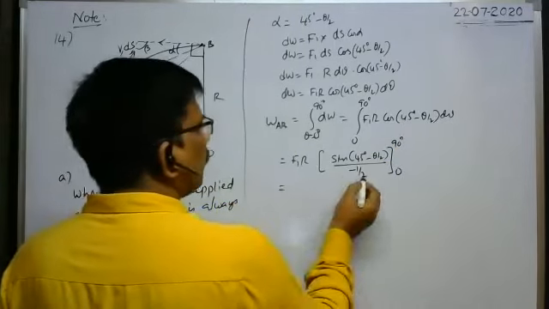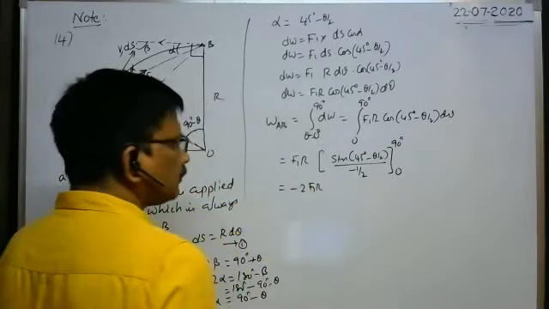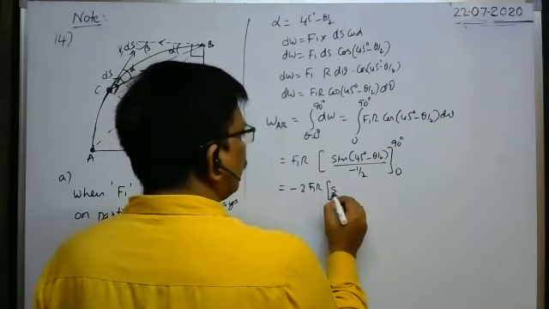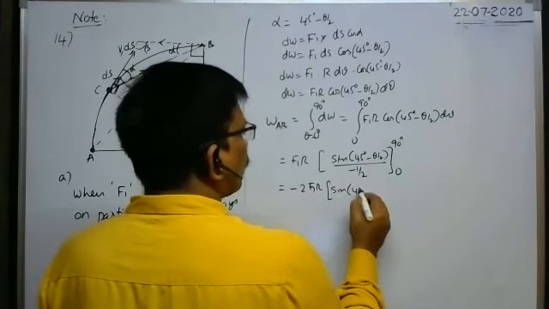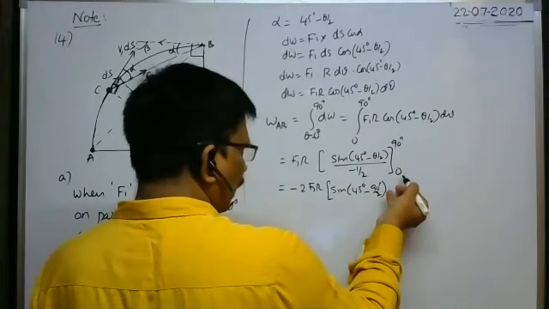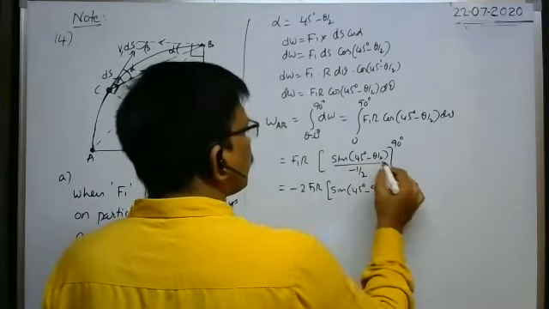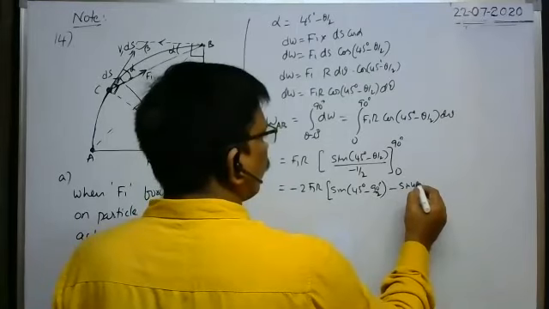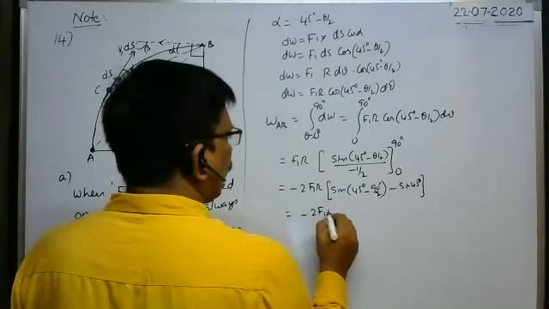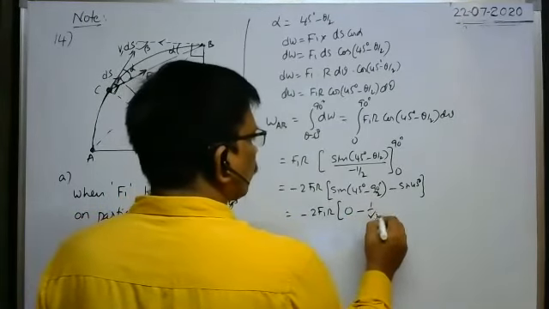So this is equal to minus 2 into F1r we can write, of first upper limit. Instead of theta you substitute 90, then sin (45 degree minus 90 by 2). Before substituting the lower limit you put a minus sign. Minus sin (45 minus 0), means sin 45. This is equal to minus 2 F1r into sin, it is 0, minus 1 by root 2.